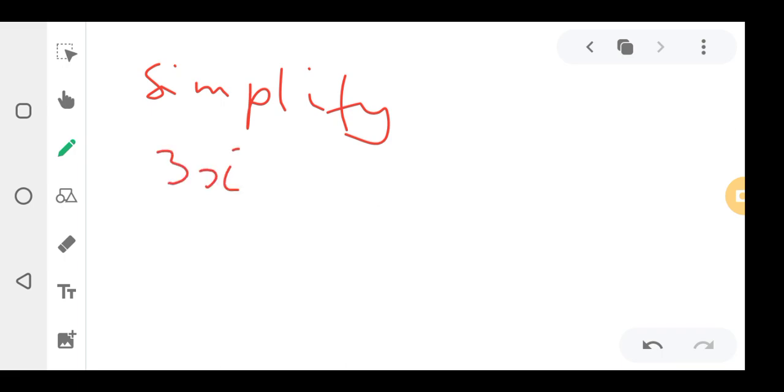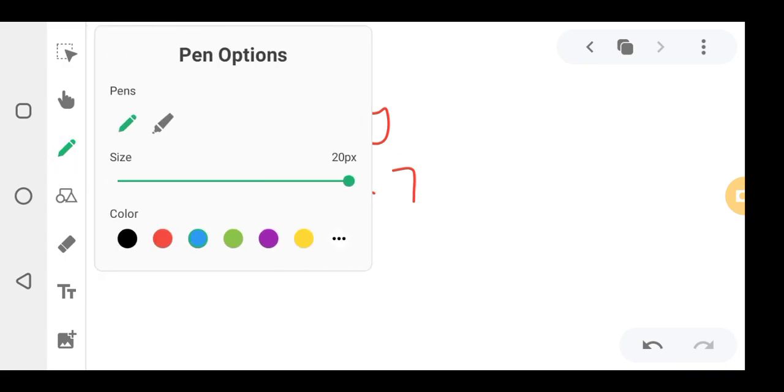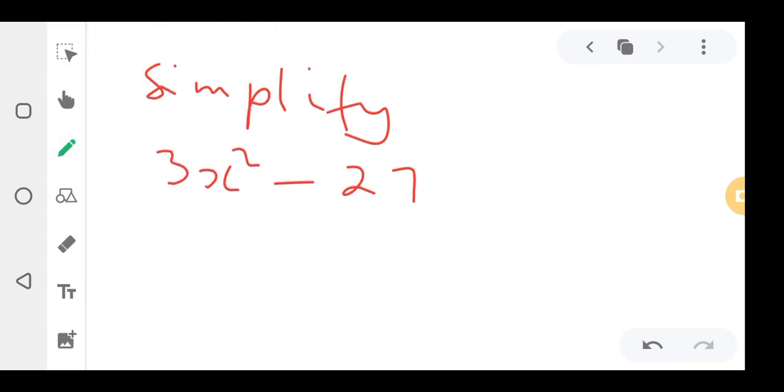It differs with the question they bring for you. Sometimes they may even say simplify, 3x squared minus 27. You see, they can bring something like this. It's also a difference of two squares. How do you know it's a difference of two squares? Because this 3 can also go into 27. So when you're solving this, you say 3 is a factor.